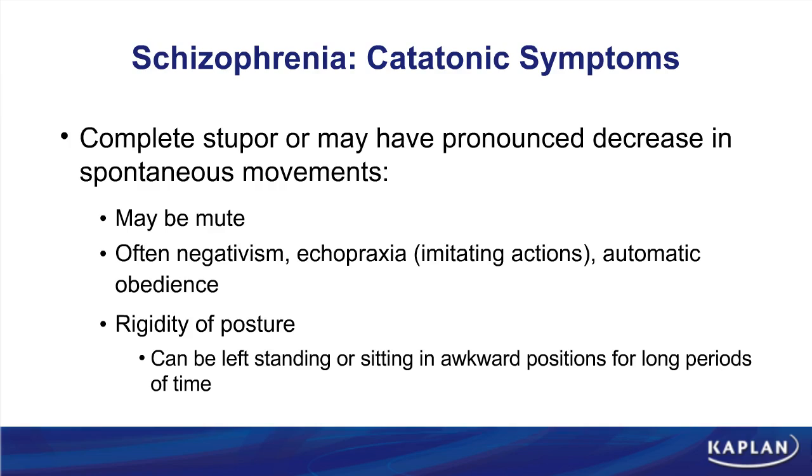Although schizophrenia catatonic type does not exist, what do we call catatonic symptoms? So these are patients who basically have complete stupor or decrease in spontaneous movements. So they could be mute, meaning they're not talking to you. They can be exhibiting negativism, echopraxia, where they're imitating your actions. They also could be very rigid. They could stay in fixed positions for extended periods of time. You could see these patients not speaking, not participating in groups, and staring at the wall for hours. The ability to move these people into awkward positions is a term which was called waxy flexibility.